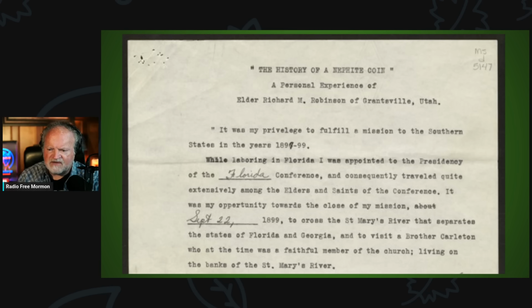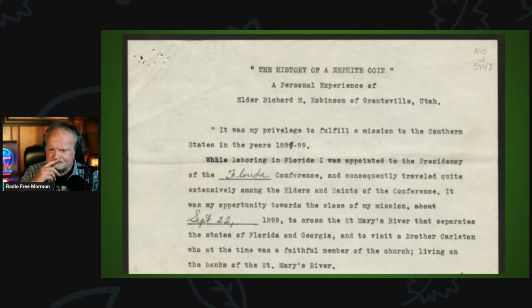It was my privilege to fulfill a mission to the southern states in the years 1897 to 99. While laboring in Florida, I was appointed to the presidency of the Florida Conference and consequently traveled quite extensively among the elders and saints of the conference. It was my opportunity towards the close of my mission, about September 22nd, 1899, to cross the St. Mary's River that separates the states of Florida and Georgia, and to visit a Brother Carlton, who at the time was a faithful member of the church, so you can believe whatever he says about this coin and anything else, and how he found it, living on the banks of the St. Mary's River.